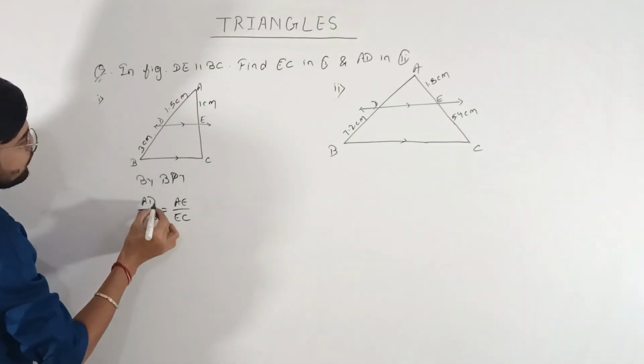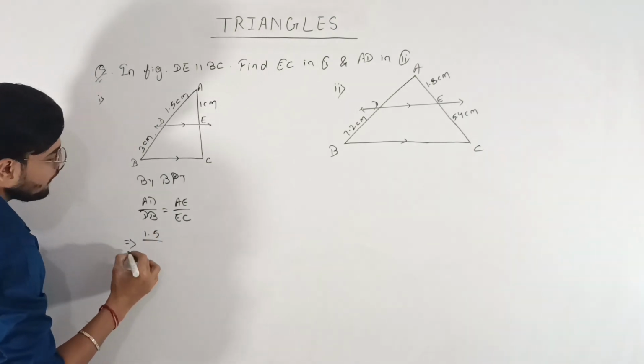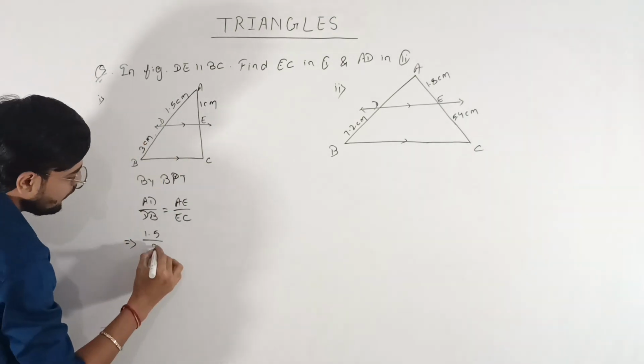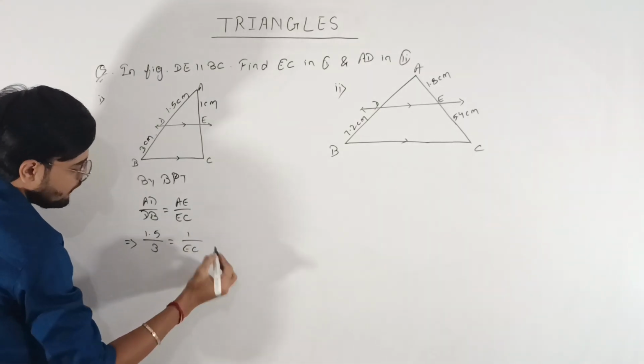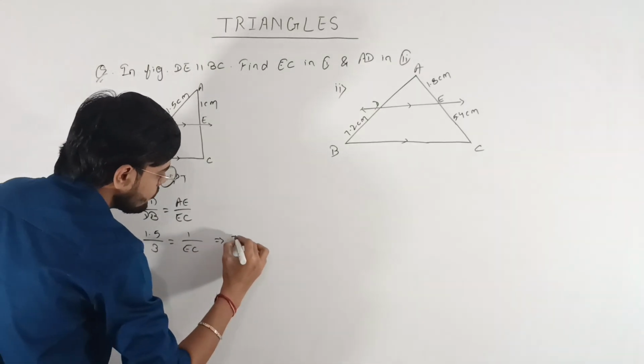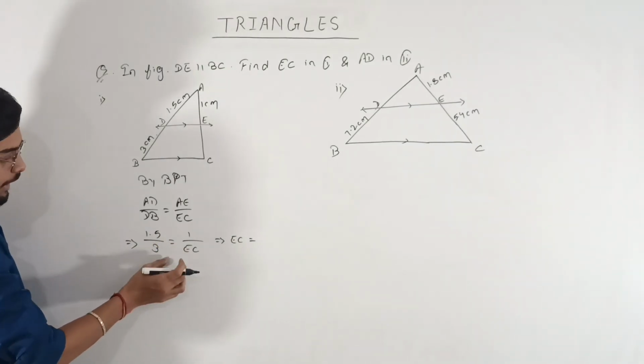Okay, so now look, AD is what? AD is 1.5 upon DB is what? 3. AE is what? 1 centimeter, 1 upon EC. So from here, EC is 1.5 multiplied with EC and 3 into 1.